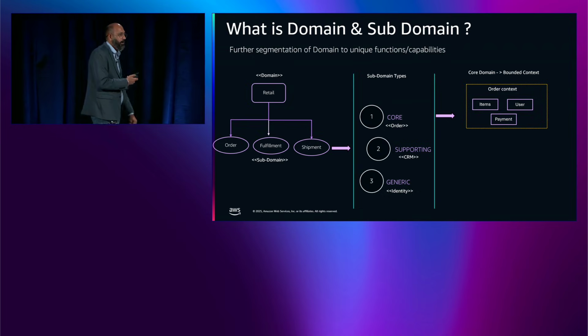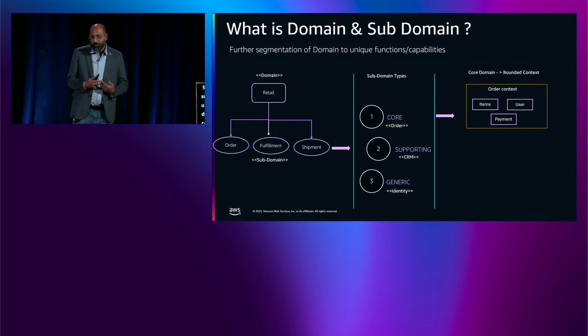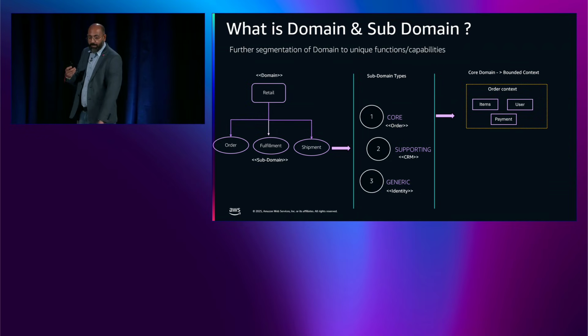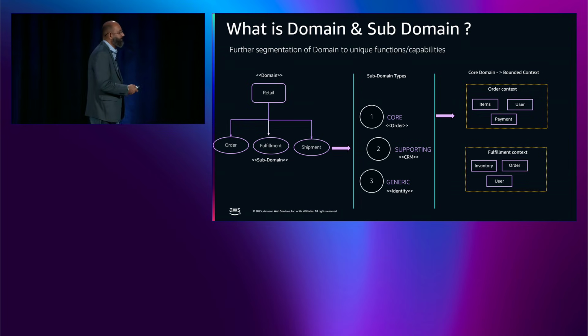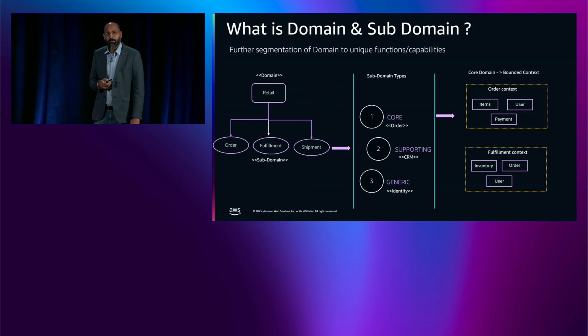In case of the order subdomain, the order subdomain has different contexts because an order requires items, an order requires the end users who purchase those items, and then the payment which has been done. So there are different contexts associated with it within that subdomain. The same could be the case for the fulfillment subdomain as well.